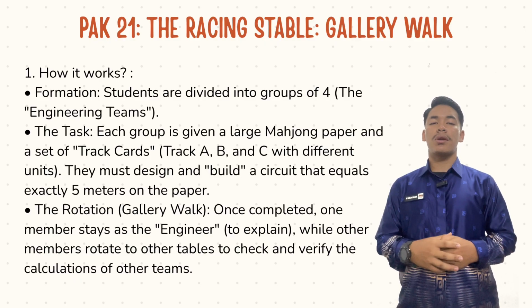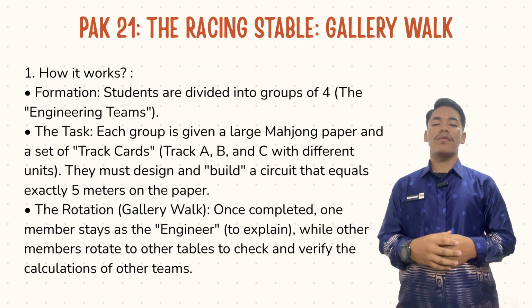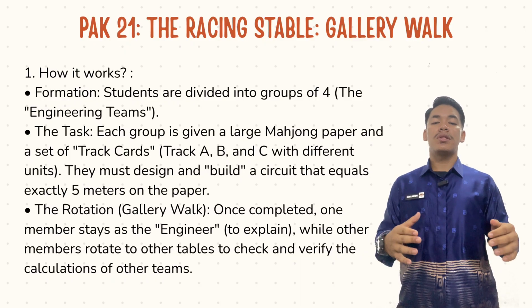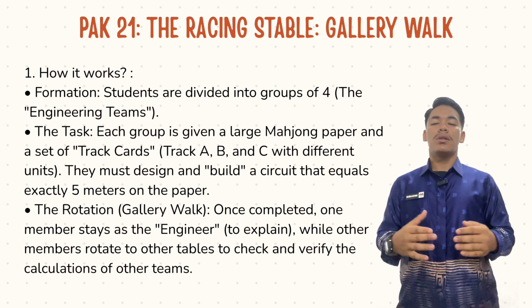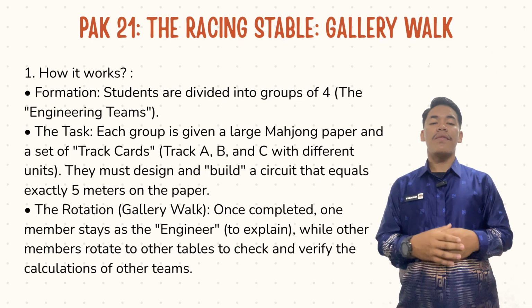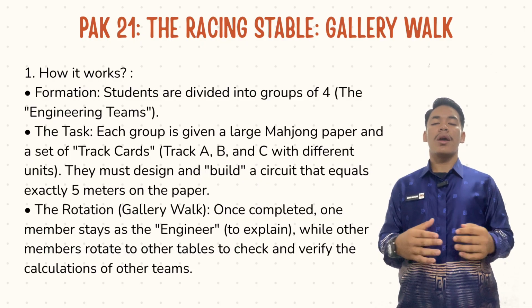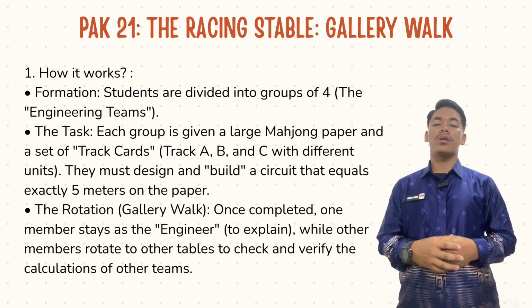How does the racing table actually work in the Year 4 classroom? First, we have the formation phase. The students are divided into groups of 4, which we call the engineering teams. The small group size is intentional, to ensure that every student has a specific role and no one is left out of the computational thinking process.